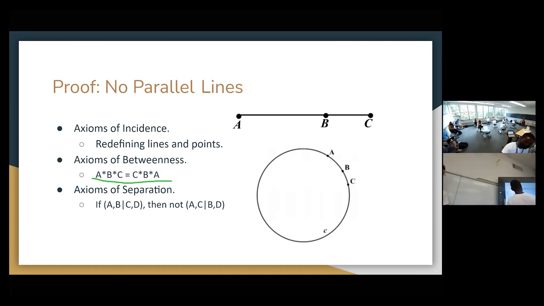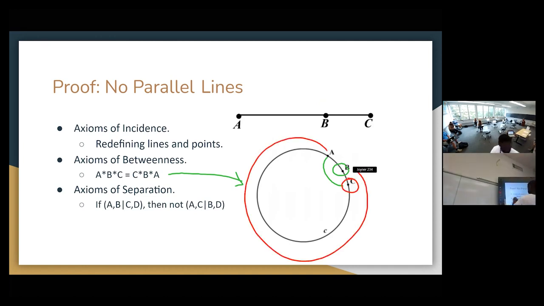So if we look at this in a Euclidean context, it still holds. As you can see, B is clearly in between A and C, and B is still in between C and A. But now we're going to try to look at it in an elliptic context. Point B is in between A and C, but if you think about it, isn't point C also in between B and A? And isn't point A also in between C and B?